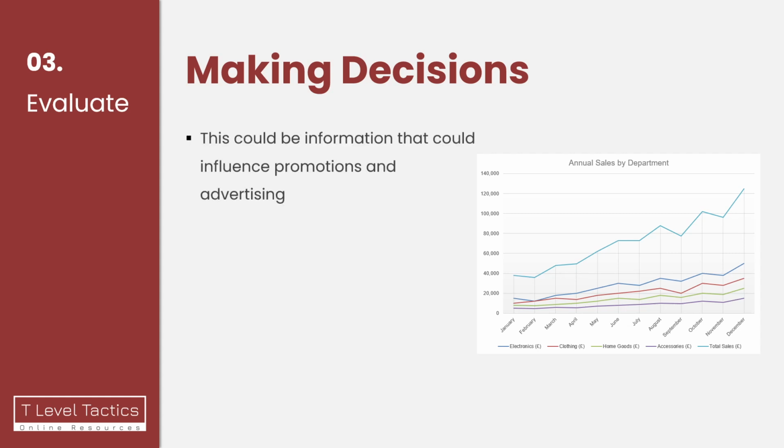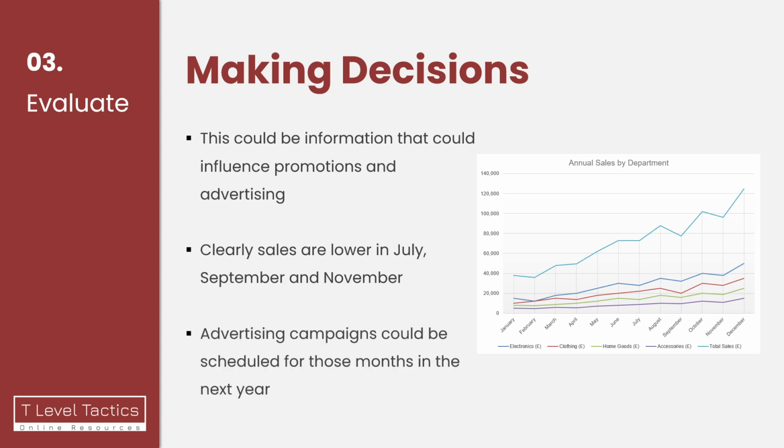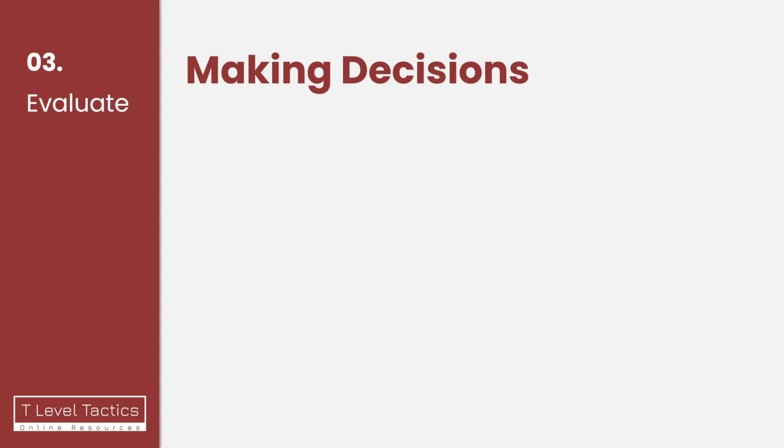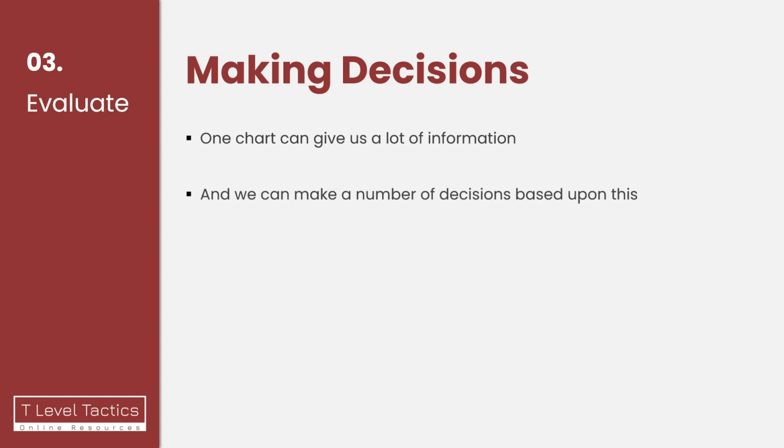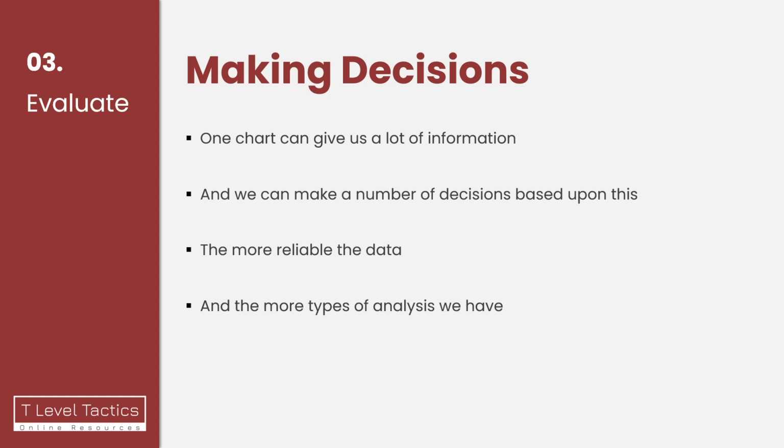This could be information that could influence promotions and advertising in the future. Clearly, sales are lower in July, September, and November. Advertising campaigns could be scheduled for those months in the next year. One chart can give us a lot of information, and we can make a number of decisions based upon this. The more reliable the data, and the more types of analysis we have, the more effective the decisions we make can be.